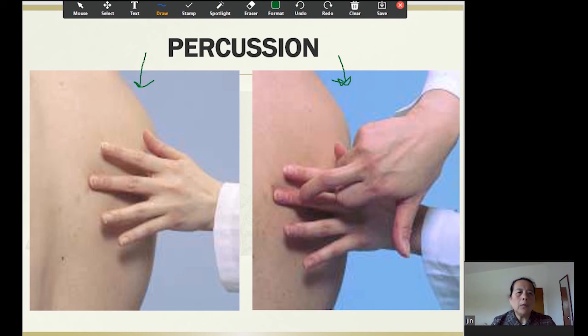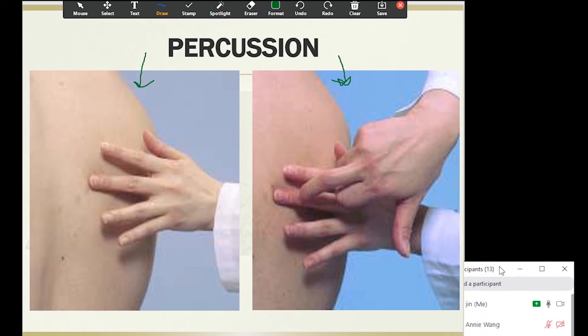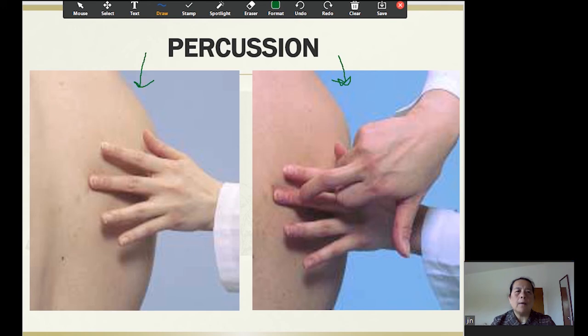So when we do the percussion, one hand is just tapping there. You can see this kind of tapping. That's direct percussion. For indirect percussion, I put one hand pretty close to my skin here, and then use the other hand tapping over it. That's indirect percussion.